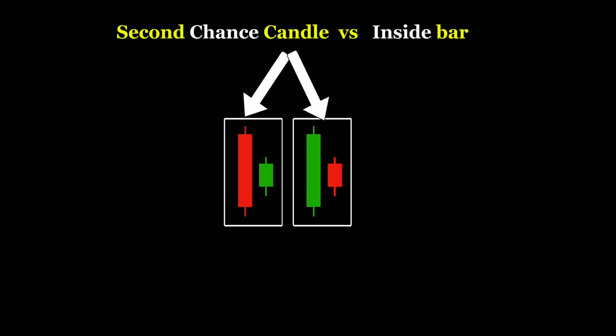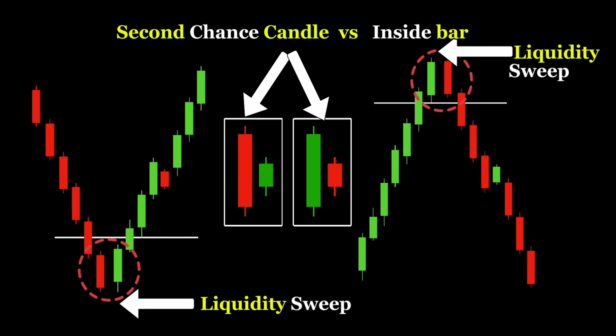Now let's make something clear. Not every inside bar is a second chance candle. For a second chance candle to be valid, two elements must be present. Liquidity sweep. First, there has to be a clear liquidity grab, either above a resistance level or below a support level, taking out stops and trapping traders.